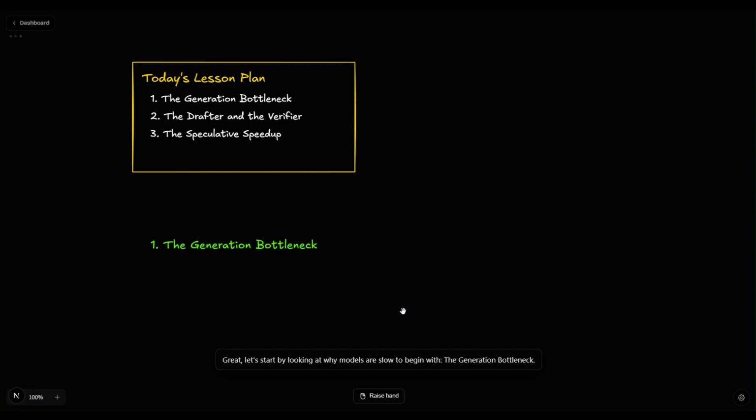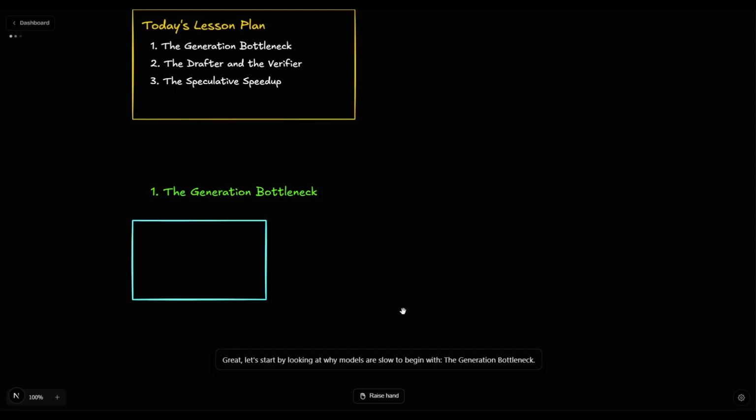Great. Let's start by looking at why models are slow to begin with, the generation bottleneck.